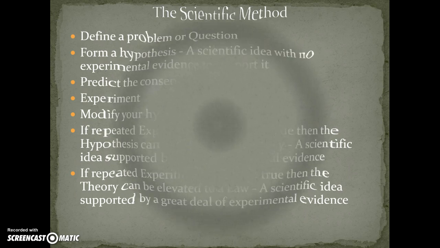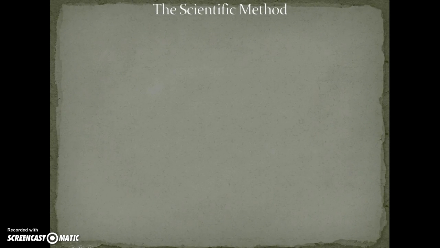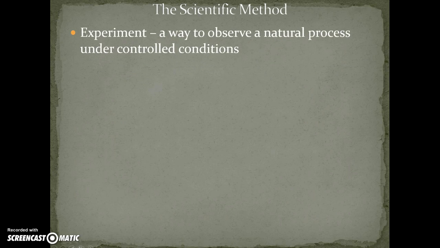All right, let's talk a little bit about experimentation. First of all, what is an experiment? It's simply a way to observe a natural process under controlled conditions. That's basically what we're doing: we're taking what is a natural process.